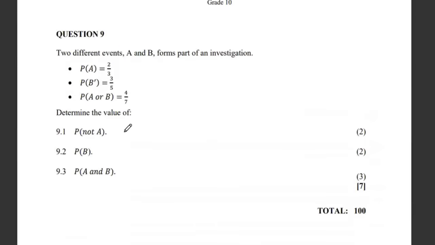Then lastly, question number 9. Two different events A and B form part of an investigation. Probability of A is that, probability of B complement is that. So what is the probability of B? Let's start from there. 1 minus 3 over 5, which gives us 2 over 5. So B is 2 over 5. Then probability of A or B is 4 over 7.